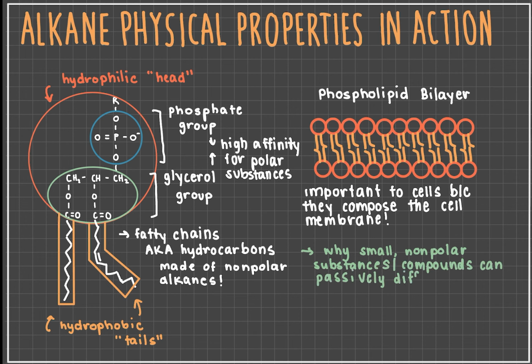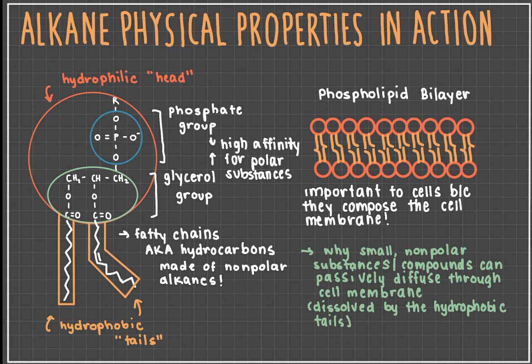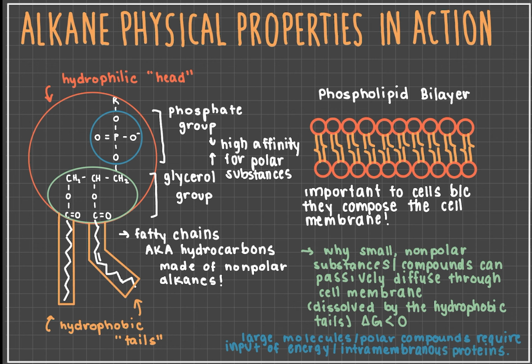This is why small, nonpolar molecules and compounds are able to passively diffuse through a cell membrane. The molecules in high concentration outside of the cell are essentially dissolved by the hydrophobic tails of the bilayer and then pass into the cytoplasm where they are in lower concentration. Large polar molecules thus need to be facilitated via intramembranous proteins because the net change in free energy for the process would be positive, or the process is thermodynamically unfavorable and an input of energy is needed.